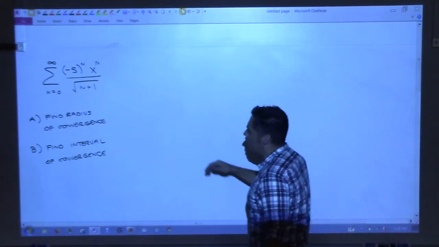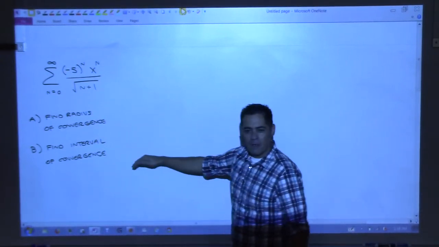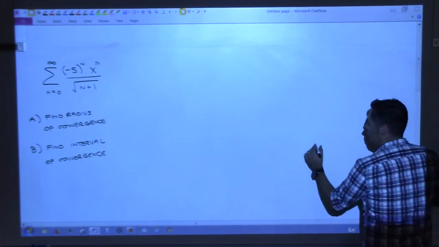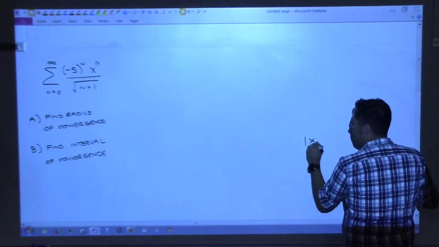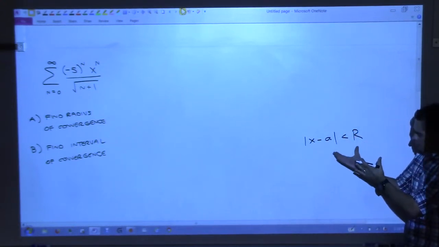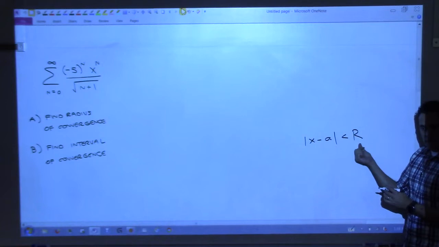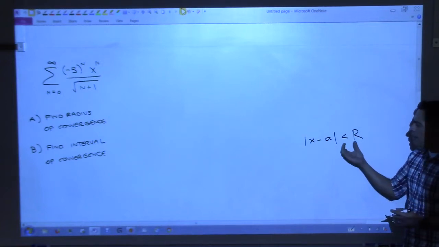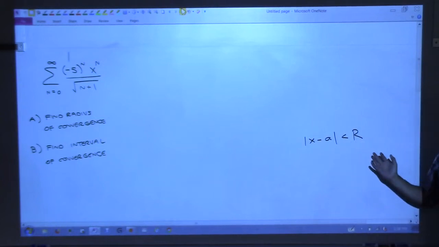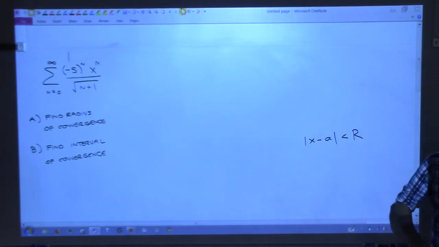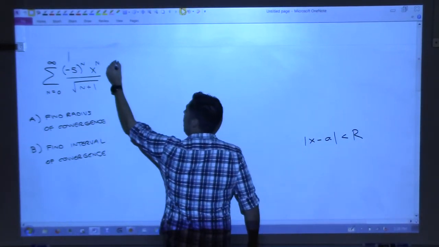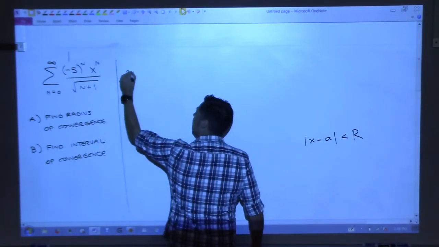All right, so we need to find two things, right? Radius of convergence. So when it comes to the radius of convergence, here's what we're looking for. We're trying to figure out this capital R here, all right? We need to somehow figure out what the restriction is on x that's going to make this thing converge. So we start with the ratio test, just like we have before. So let's set up our ratio test.